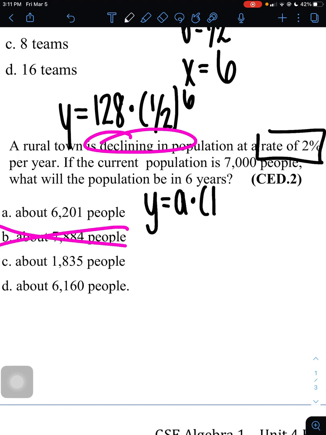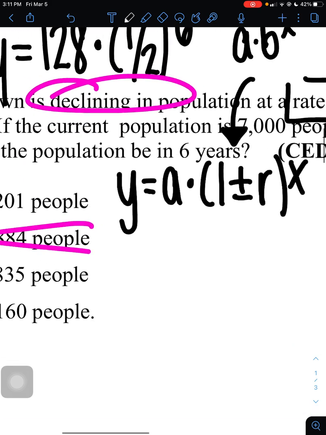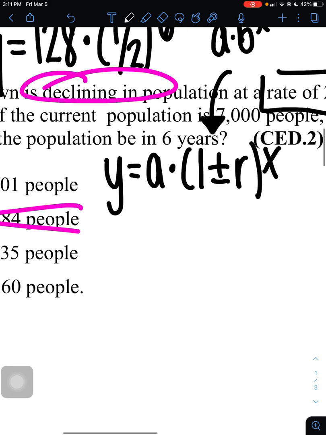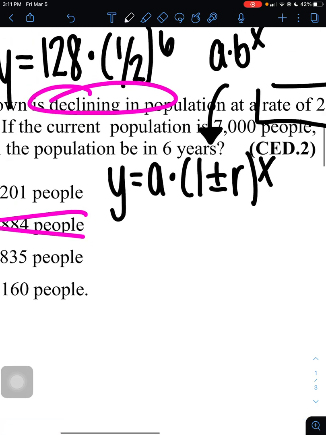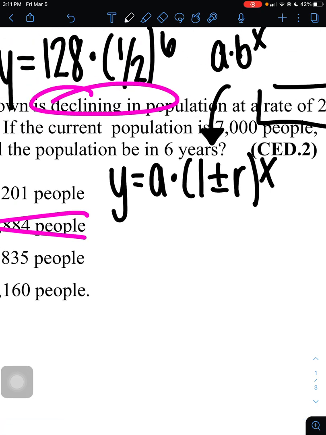So since I see that 2% over here, I'm going to want to use this equation. A times... So I know that we have been exposed to this one, but I want you guys to understand that our B breaks down into 1 plus or minus R. So I want you guys to be able to see that connection. So I'm going to use this right here to go ahead and set this equation up. I need my A, which is my initial amount. I can see that's 7,000.